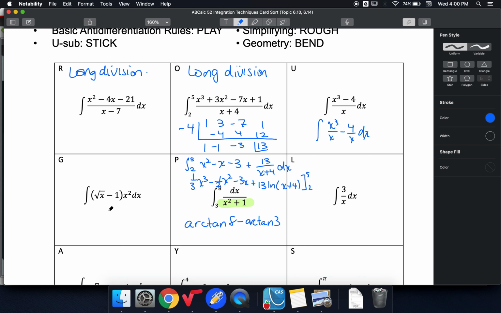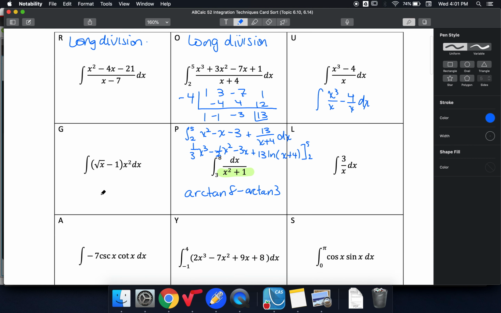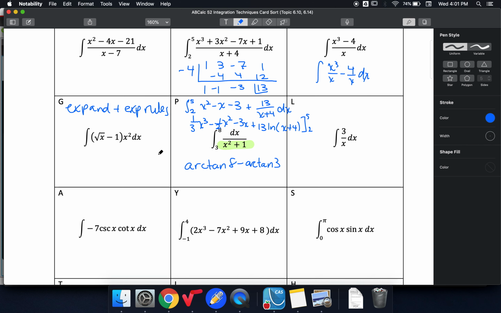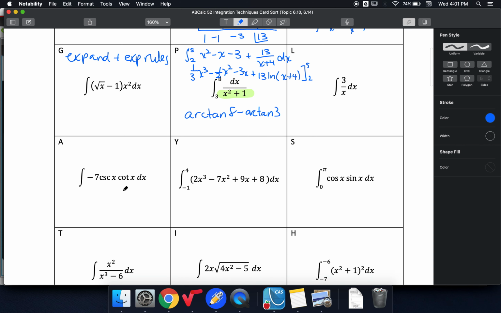This one I'm going to expand. So I'm going to simplify this using exponent rules. So this is going to be expand plus exponent rules. This one, cosecant cotangent. Well, this looks to me like derivative of cosecant. So I know that that's just going to be an integration rule, remembering my pst, or its converse with the cosecants.